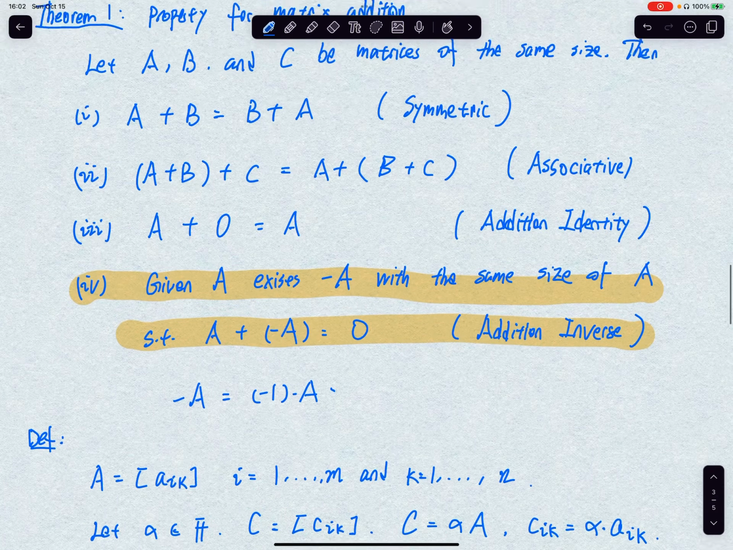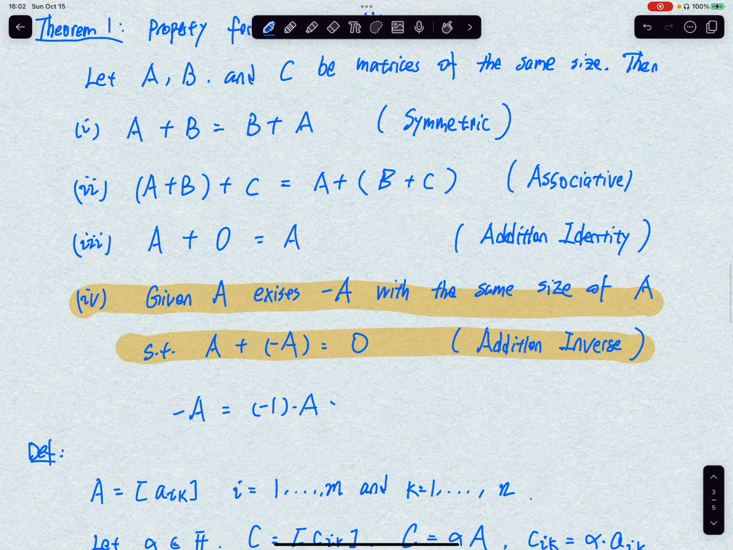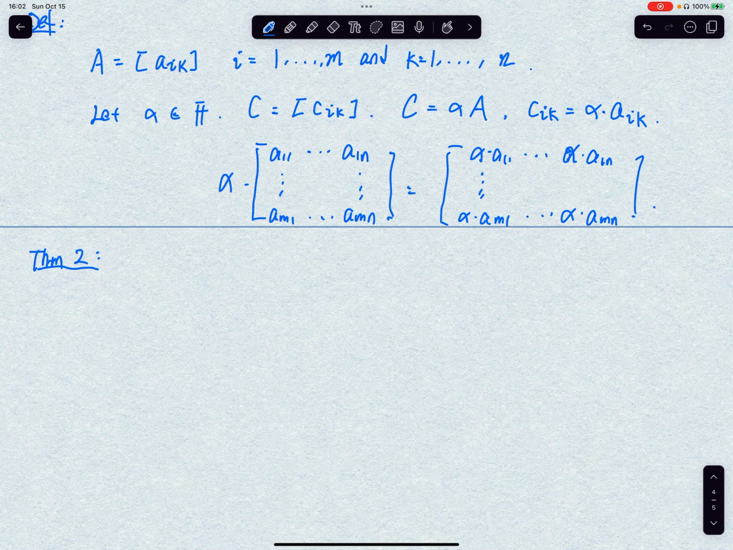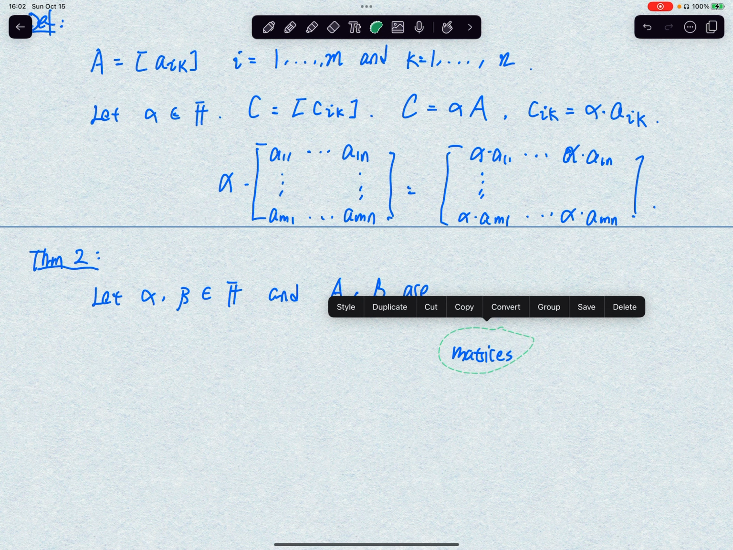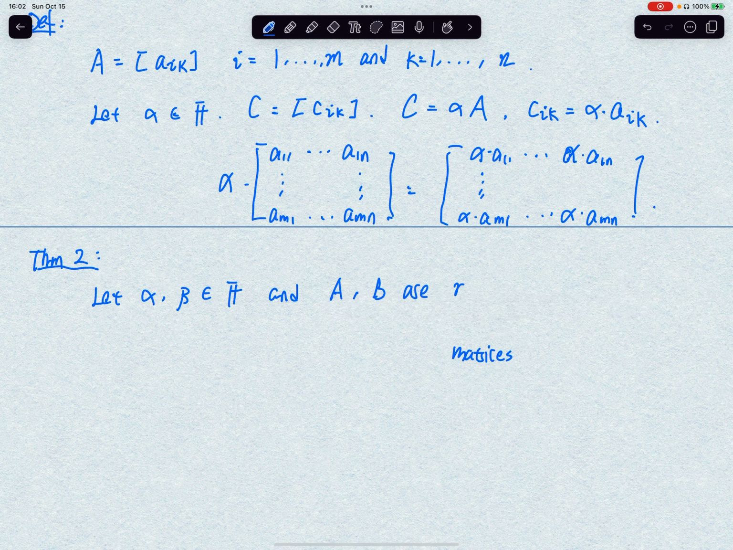So now it makes sense to derive the fourth result in the last theorem, and we shall offer more theorems for the scalar multiplication of matrices. So we let alpha and beta live in F, being scalars, and A, B are matrices. More specifically, we want it to be as general as possible, so we say they are rectangular matrices of the same size.